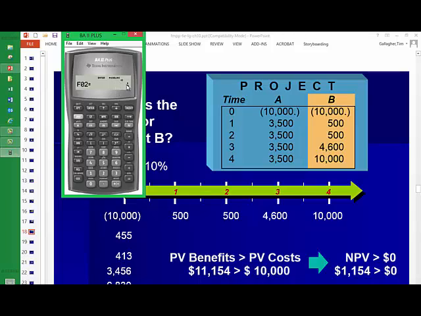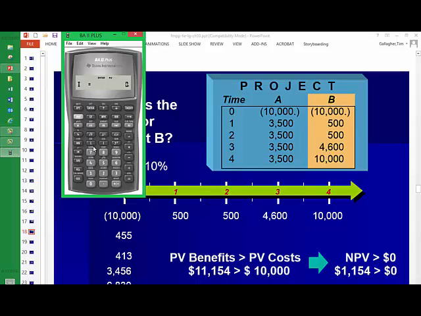The frequency is 1, so that's both the default value and the true value for this particular problem. So I just accept the default, go down arrow, and the next cash flow is 10,000. 10,000, enter, down arrow, down arrow. And so now I'm ready for that net present value computation.